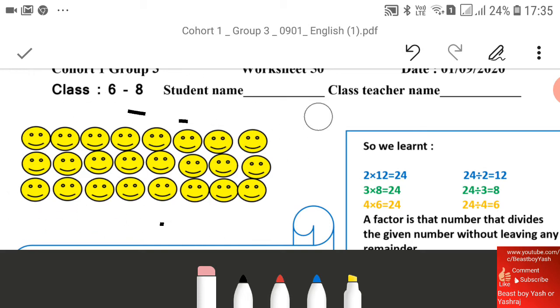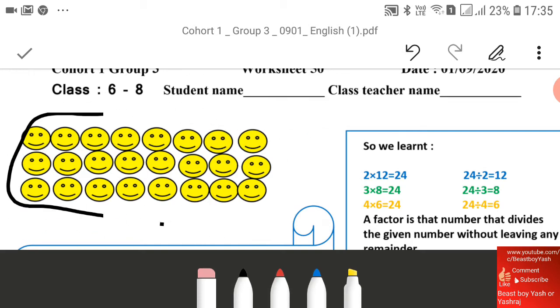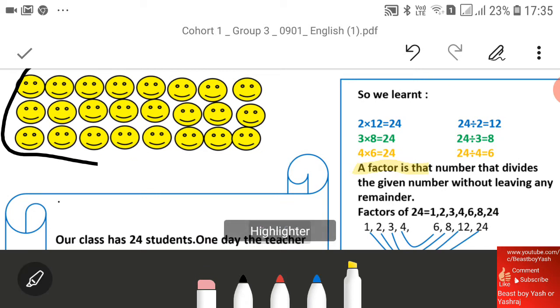So see, we have learned to check our multiplication or division. So what are factors? A factor is a number that divides the given number without leaving any remainder.